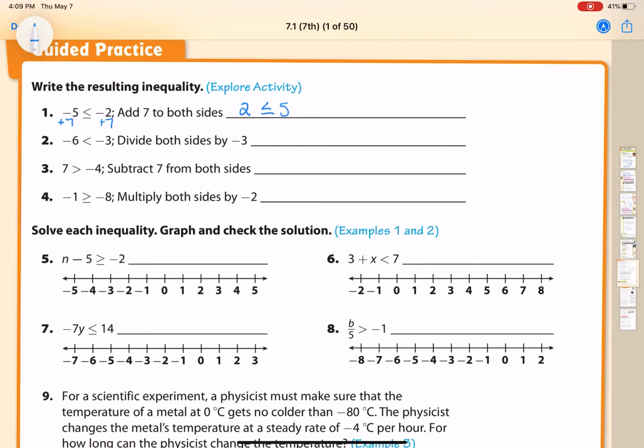Number 2, we're going to divide both sides by negative 3. So negative 6 divided by negative 3 is 2. And negative 3 divided by negative 3 is positive 1. And remember, when we divide both sides by a negative, we have to switch the inequality.